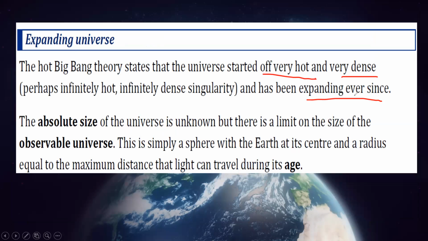So it's expanding. The absolute size of the universe is not known to us. We only have an observable universe. We don't say that this is the size of the universe because we don't know. Maybe the light which we receive now is not from the furthest galaxy. There are more galaxies which might be far away from us. So with reference to that, the age of the universe will change.